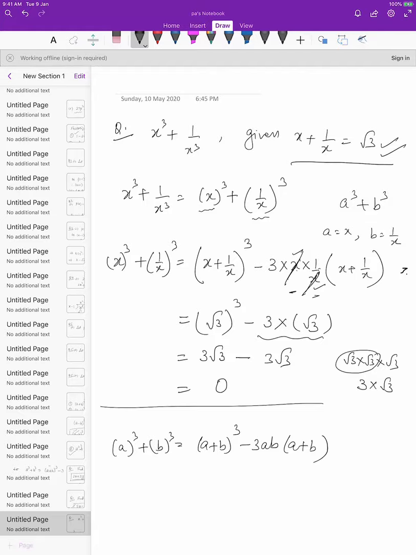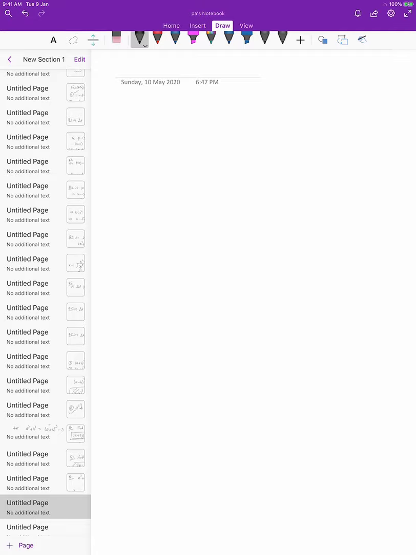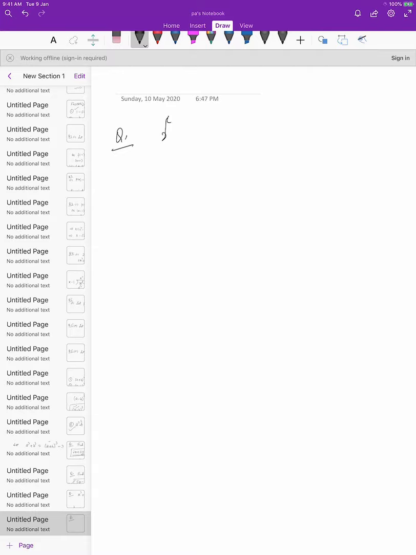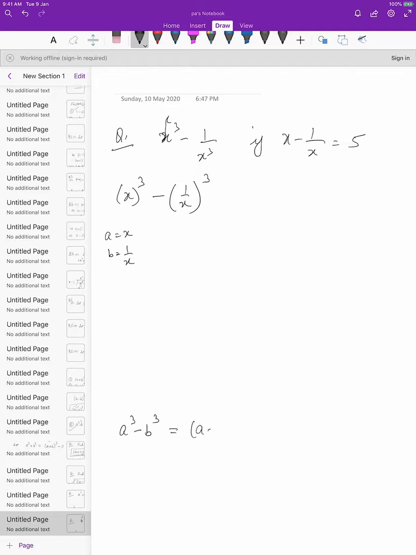Let's do one with the negative one also. Again, find the value of x cube minus 1 upon x cube if x minus 1 upon x is given to be 5. So here again I can write it as x minus 1 upon x whole cube. That means the identity of a cube minus b cube, where my a will be x and b will be 1 by x. Again I am writing down the identity of a minus b whole cube as a cube minus b cube minus 3ab into a minus b.